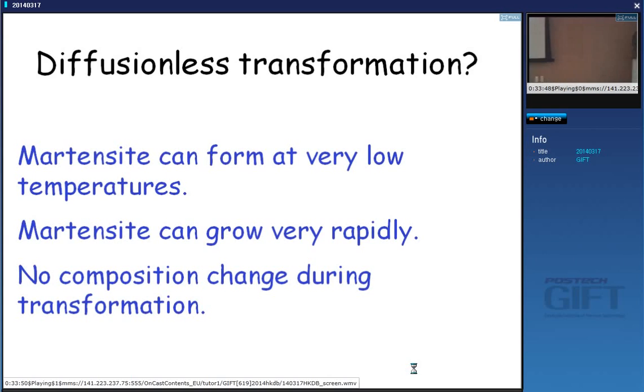So these are the three points that we discussed. First of all, it can form at a very low temperature. It does not have to form at a low temperature. It can grow very rapidly at the speed of sound inside the metal. And there is no composition change during transformation. You can use all the clever experimental techniques that we have to prove that there is no diffusion, even on the finest conceivable scale.